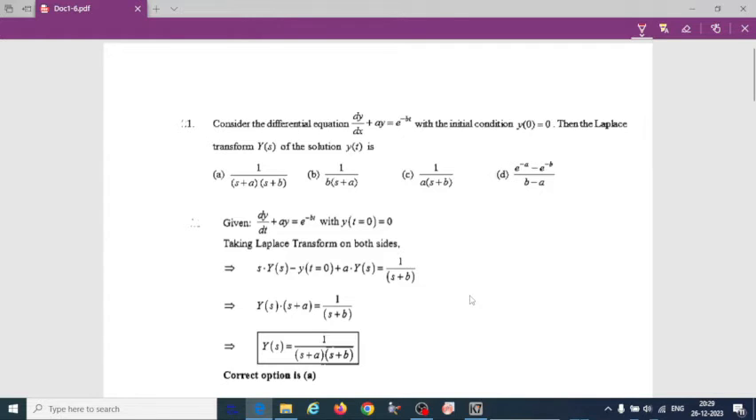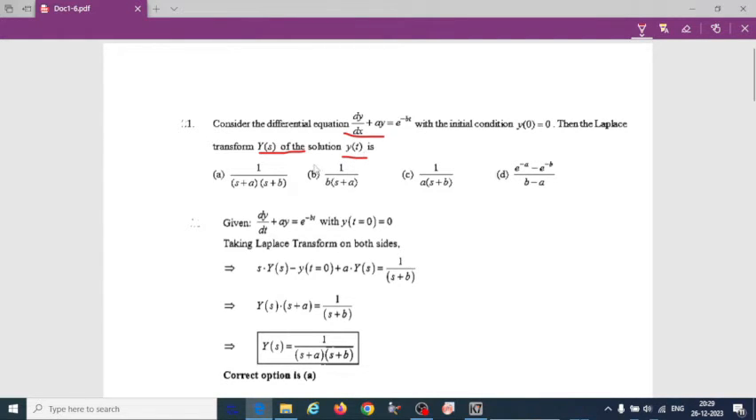So let us solve a few problems here. So first question, consider the differential equation dy by dx square dx plus ay is equal to e to the power minus bt with the initial condition y of 0 is equal to 0. Then the Laplace transform y of s of the solution y of t is.